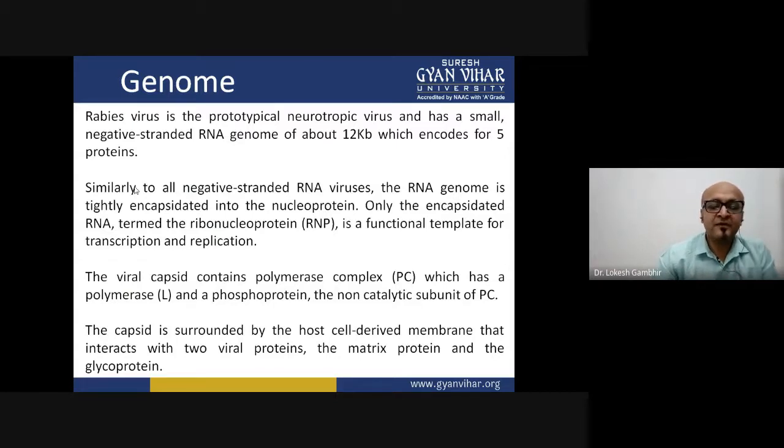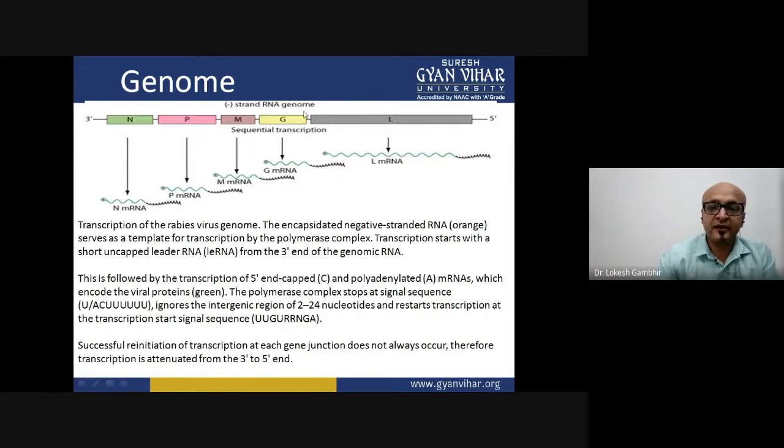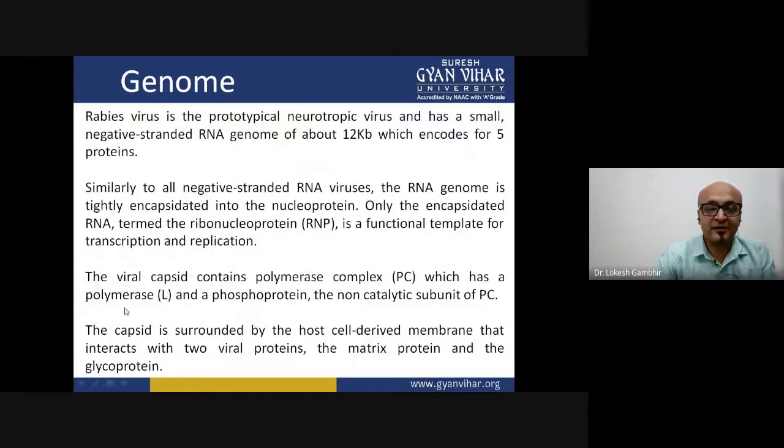So the complete virus, what we understood till now, is a negative strand virus, which is a ribonucleoprotein encapsulated in an envelope, and it contains a series of proteins. It contains 5 proteins which are coded by 12 kilobase pairs of genome. Now in those proteins, there is a very large protein called L, and this L is actually the main polymerase enzyme that is being coded by this particular virus.